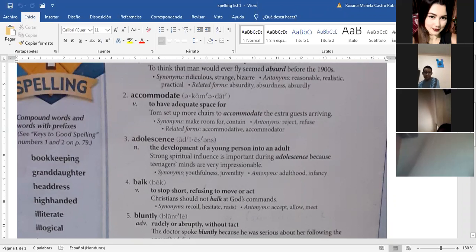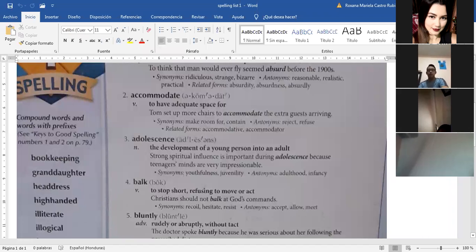Now tell me a sentence with that word. My adolescent years were some of the worst of my life. Exactly. Again, my dear, again. My adolescent years were some of the worst of my life. Okay, adolescence. Exactly. Now the number 4.